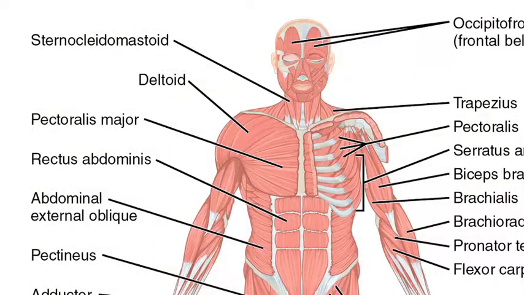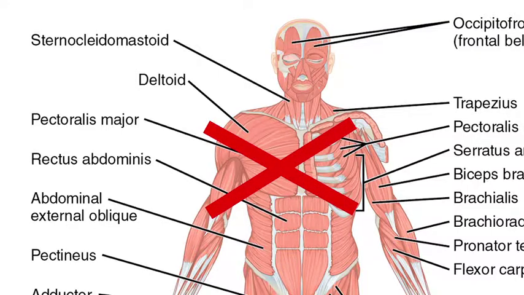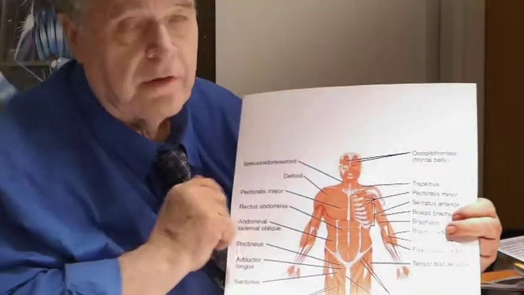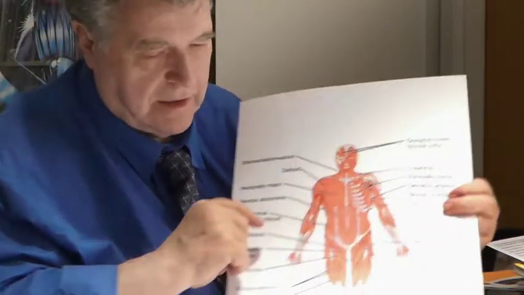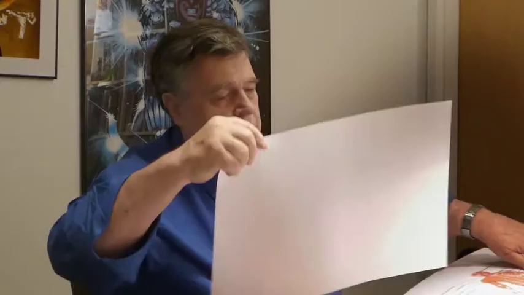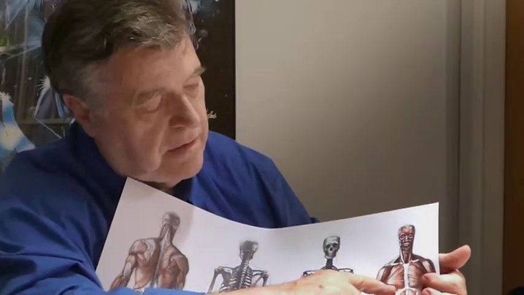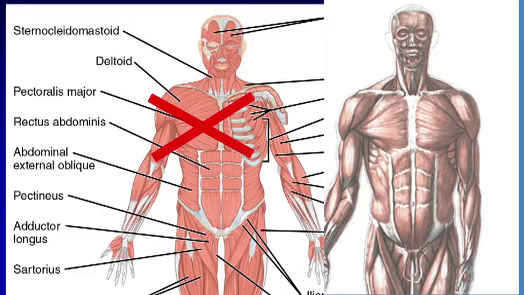So this piece of reference that I showed you is cockamamie wrong. This is wrong. That's wrong. Muscles do not go like that. Muscles go like this. Like that. Okay?